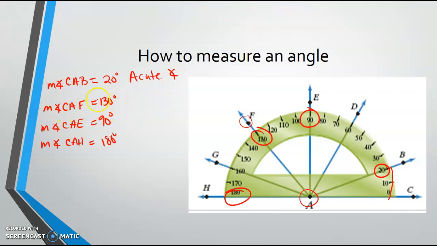CAF was 130, so that's greater than 90 but less than 180, so we call that an obtuse angle. CAE was a 90-degree angle, which is a right angle. And CAH was 180 degrees, and that's our straight angle because it makes a straight line. Pretty easy to remember. If you see classify the angle, this is what it's talking about. All right.